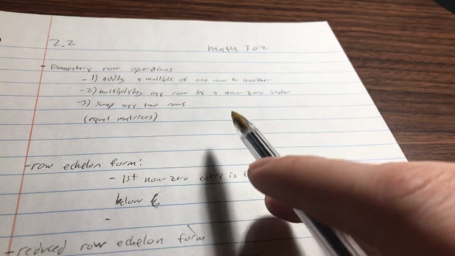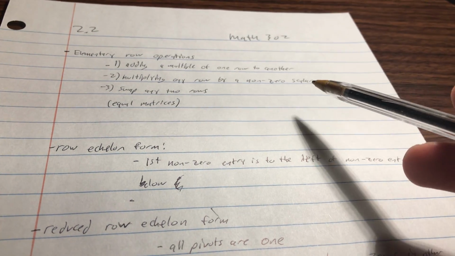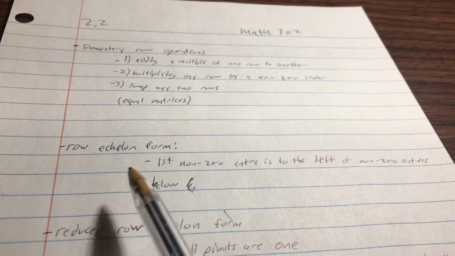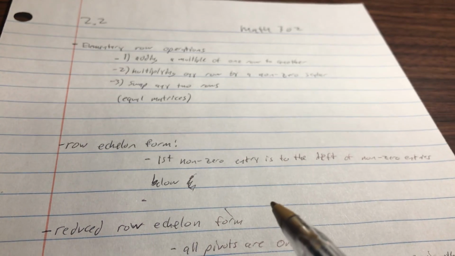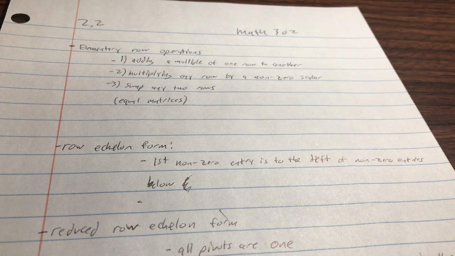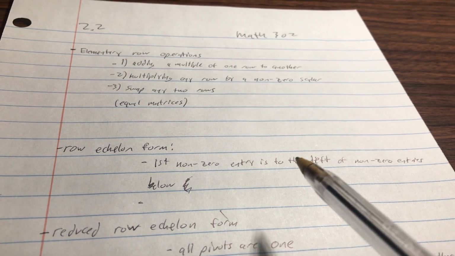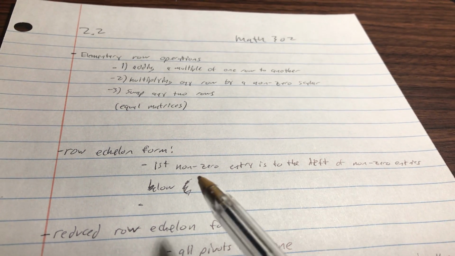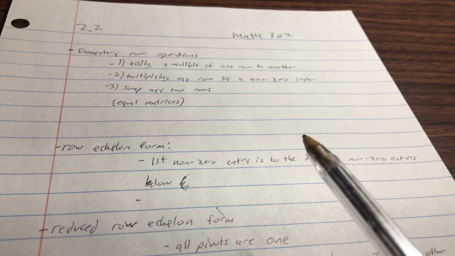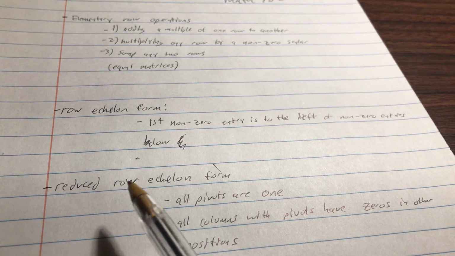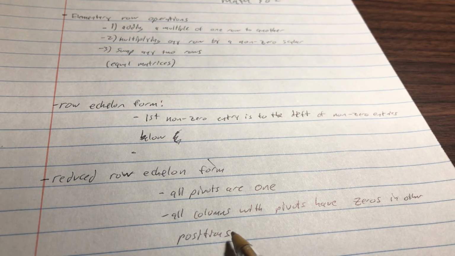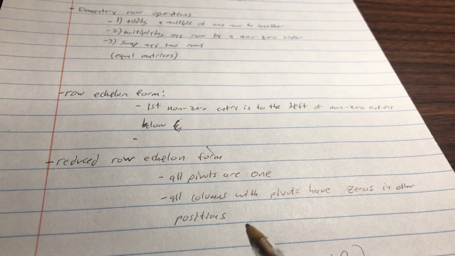All right? So the purpose of these rules is to get to a different form, either the triangular form or the row echelon form. What the row echelon form is, is that the first non-zero entry in each row is to the left of the non-zero entries of the rows below. And I'll show you what that looks like. You can also go to a reduced row echelon form. This is where all pivots are 1 and all columns with pivots have zeros in the other positions.